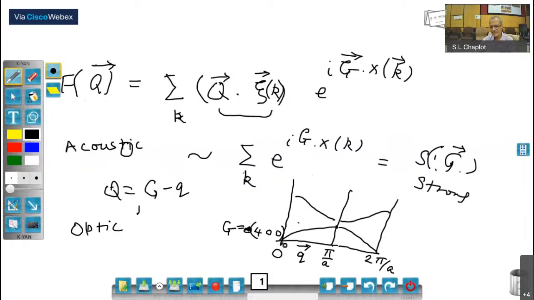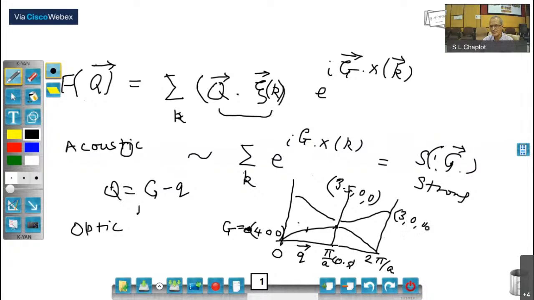So here, what is the capital Q? Let's say this number is actually 0.5 in terms of 2π/a. So here q is 0.5, and so capital Q at this point would be 3.500. That is, 400 minus 0.500. And suppose I were to continue in the same way, then I'll end up reaching here as 300.